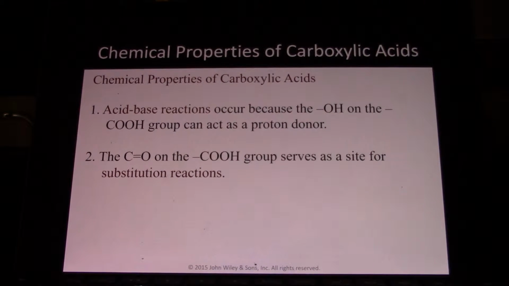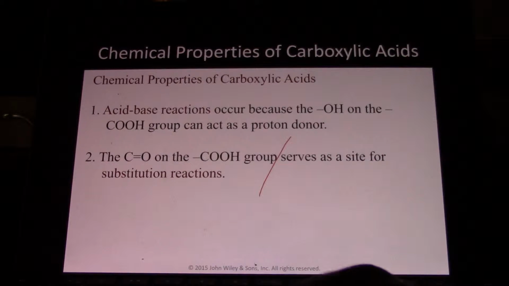The chemical properties of carboxylic acids. Acid-base reactions occur because the OH on the COOH group acts as a proton donor, meaning this is a protic hydrogen, it can pop off and become H+. Acidic hydrogens are those that can pop off as H+.